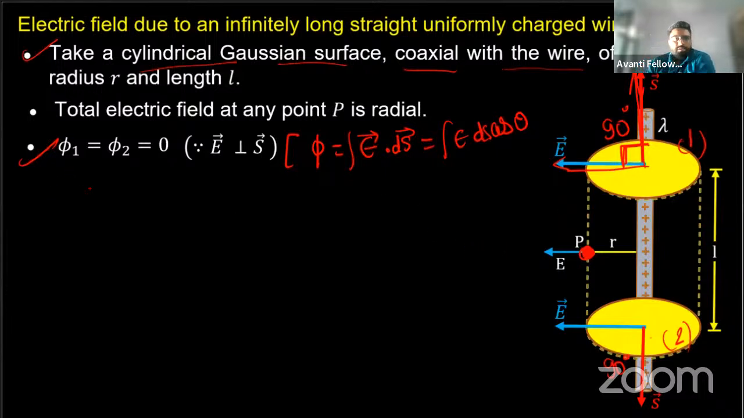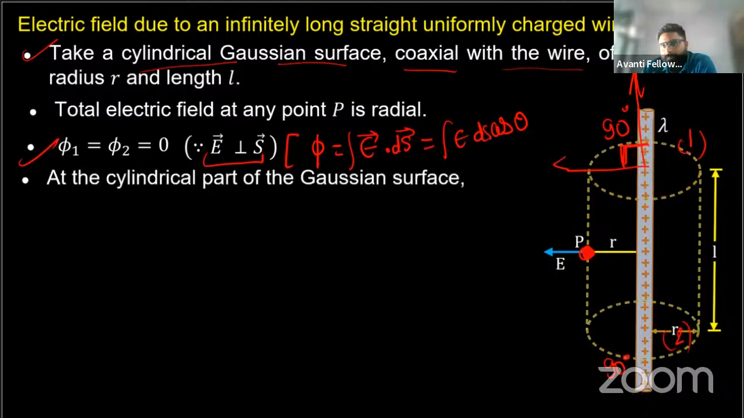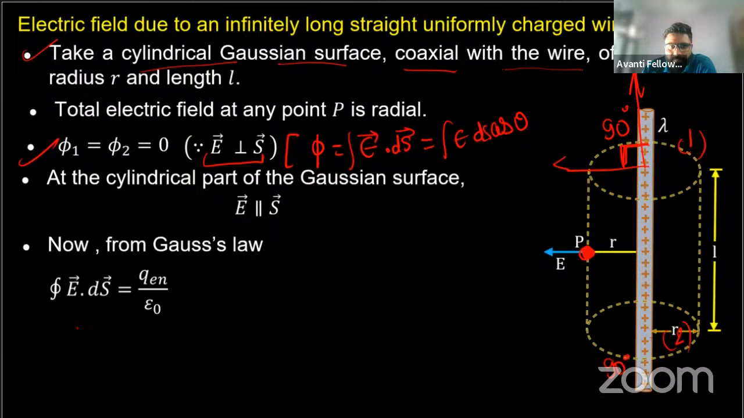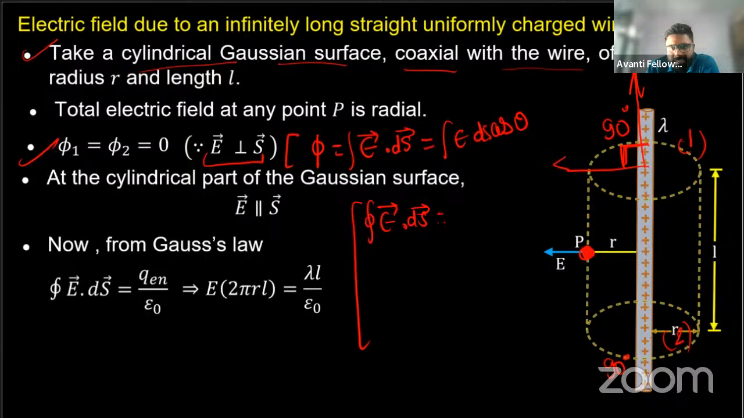Okay? Now, phi1 is equal to phi2, which is equal to 0, because E vector is perpendicular to area vector. Now, at the cylindrical part of the Gaussian surface, here also, is the field 0? No, field is not 0. Why? Because area vector is also in the same direction. So which means that area vector is parallel to the electric field. And in that case, if you apply the Gauss law, E dot ds will come out to be, I will show you here, closed integral of E vector dot ds vector equals q enclosed divided by epsilon naught.